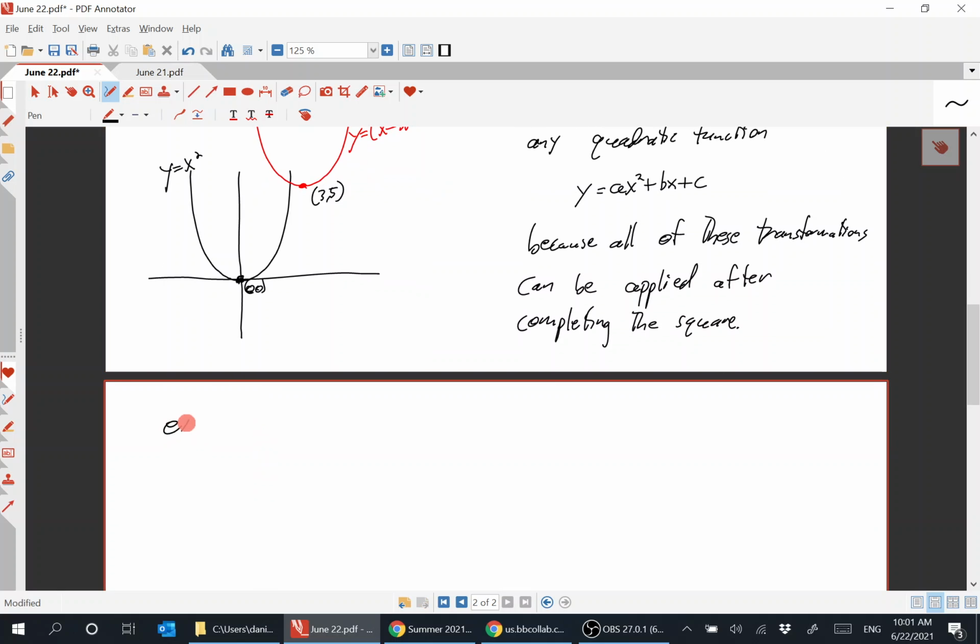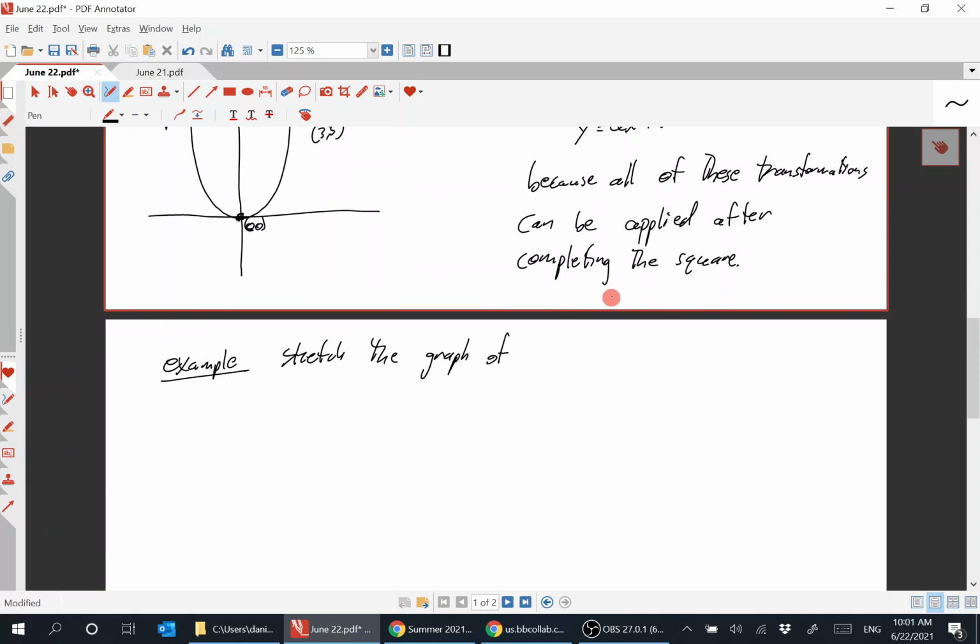So there is that extra little bit that goes along with completing the square. But let's just do a little example of what I'm talking about. So let's sketch the graph of y equals x squared plus 5x minus 3.